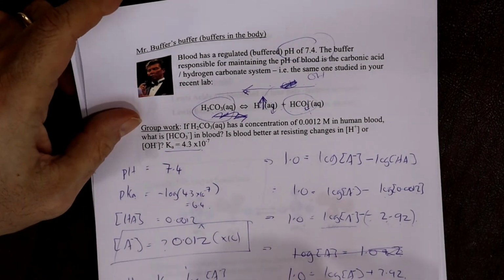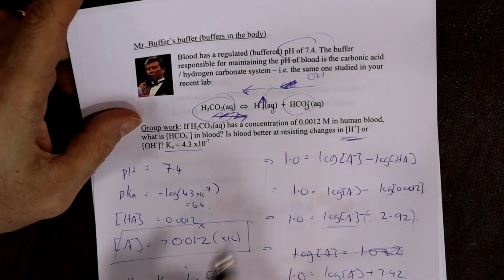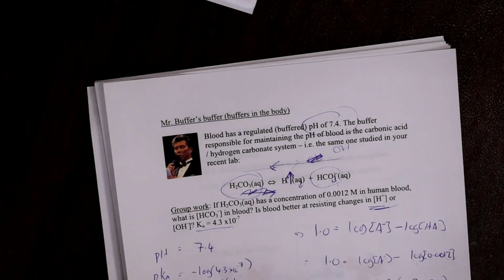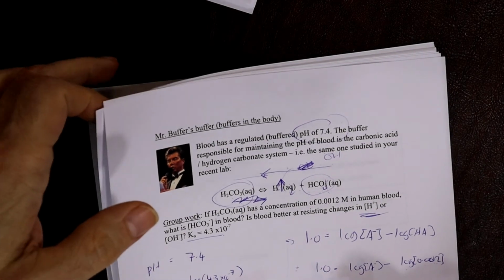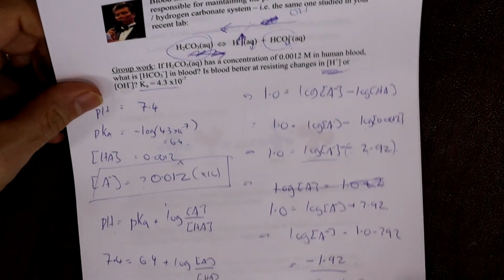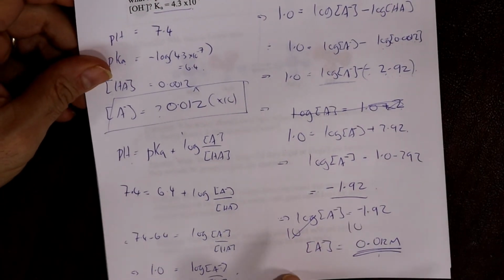Conjugate base. So it's better at resisting changes in H plus. Okay, which makes total sense because most of the nasty things out there in nature that sting you inject you with H plus. So our blood is designed to resist changes in adding H plus.